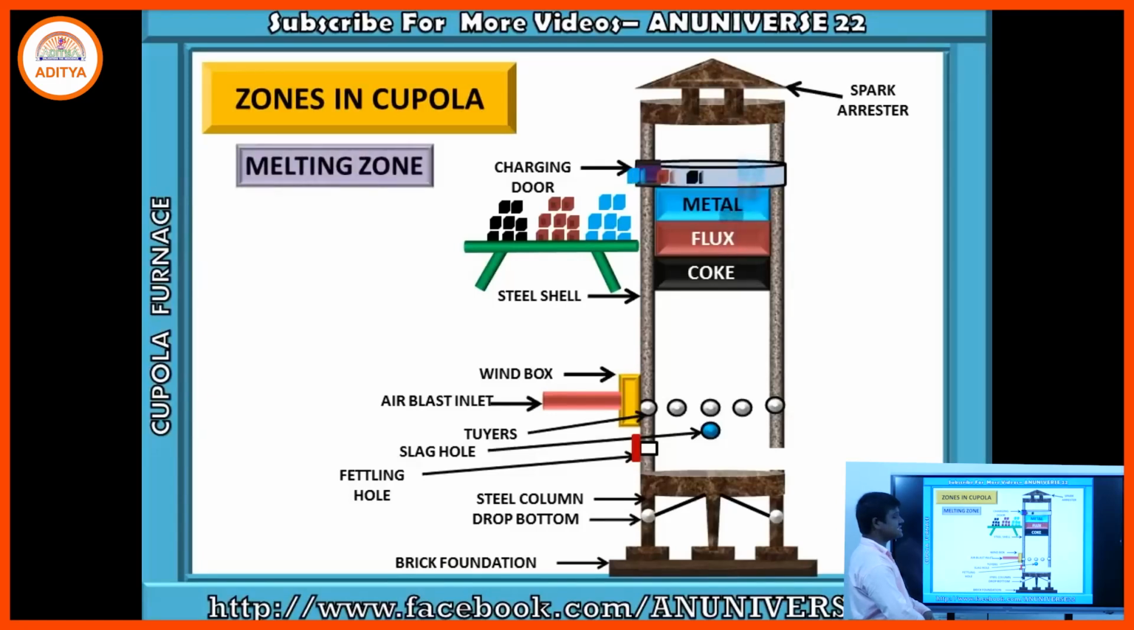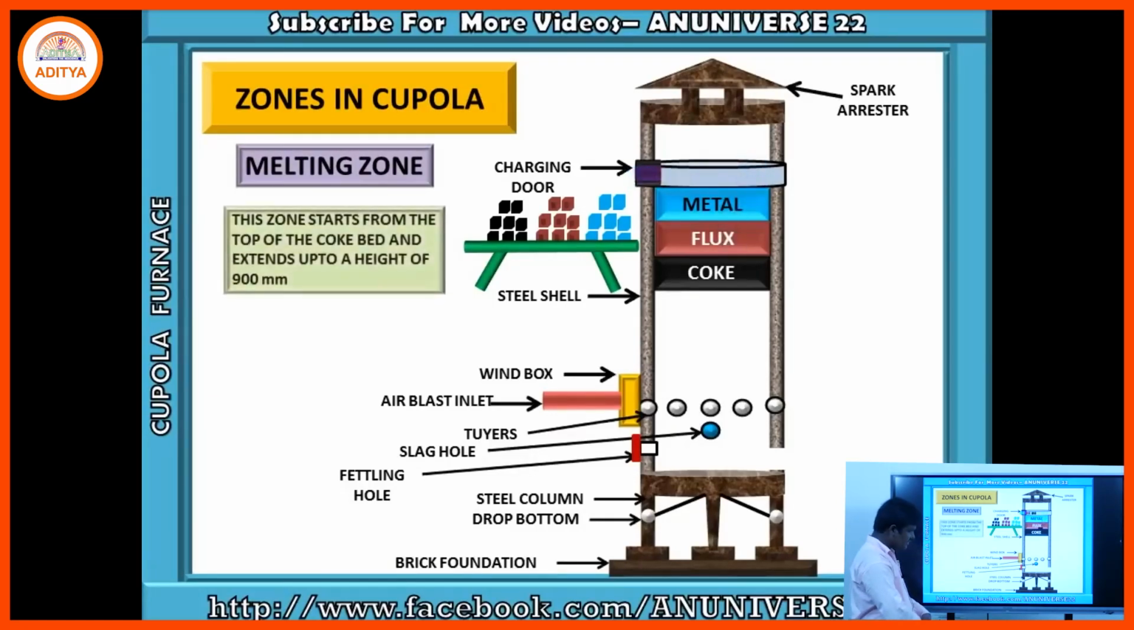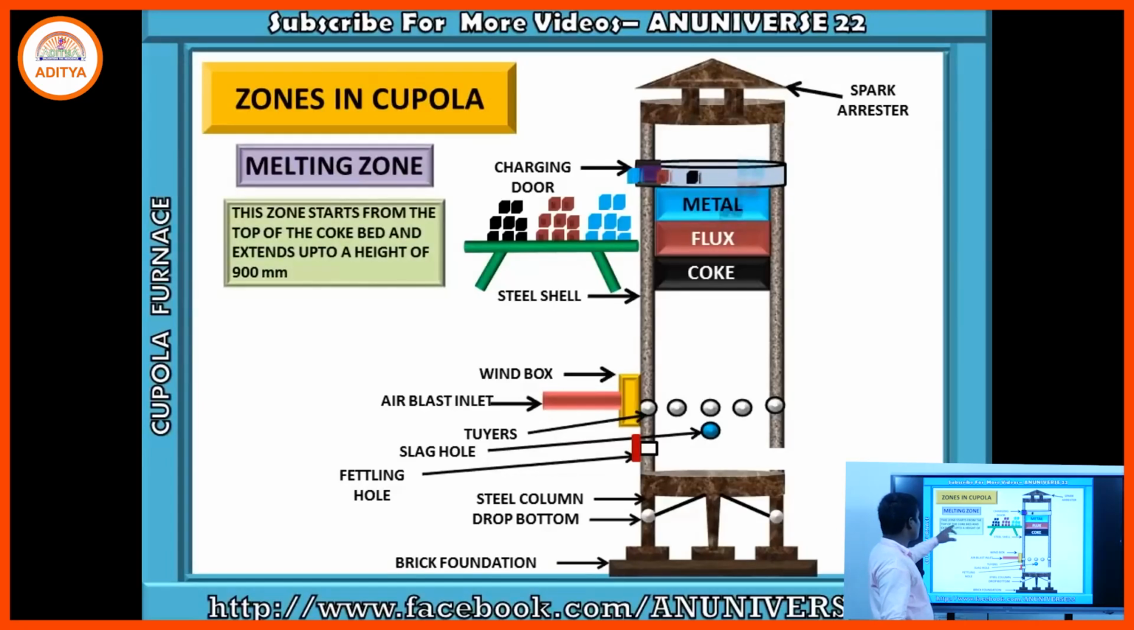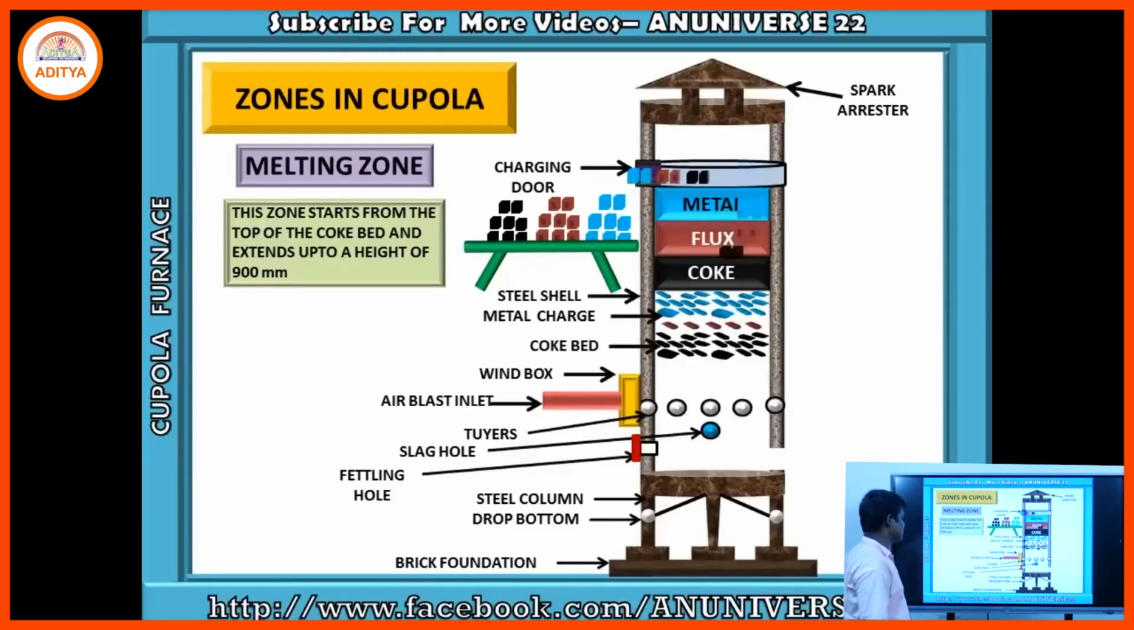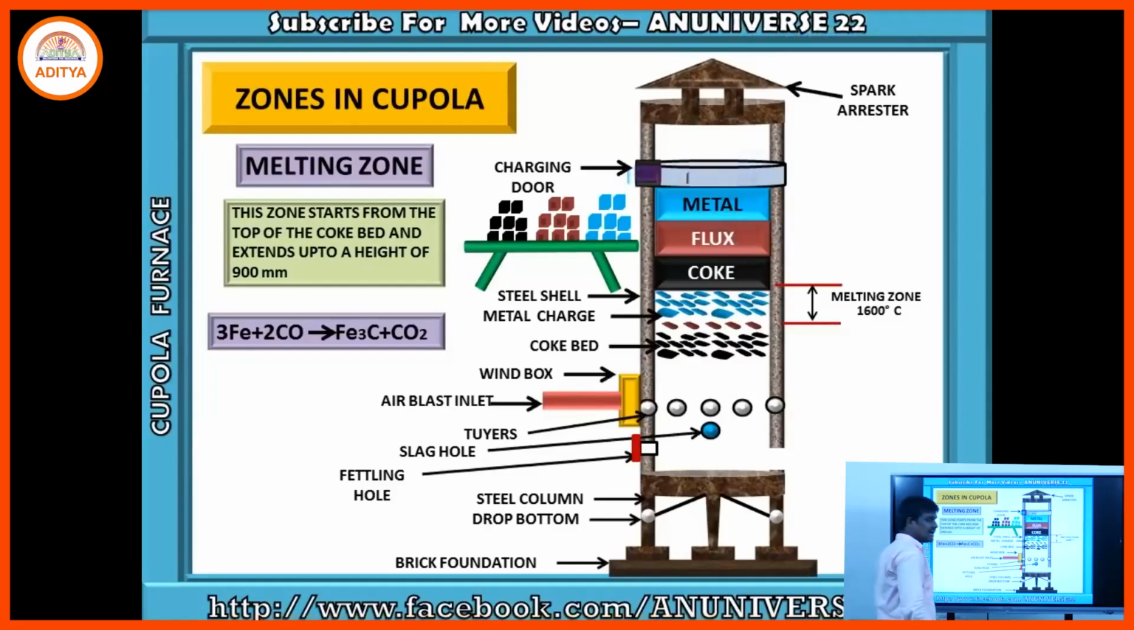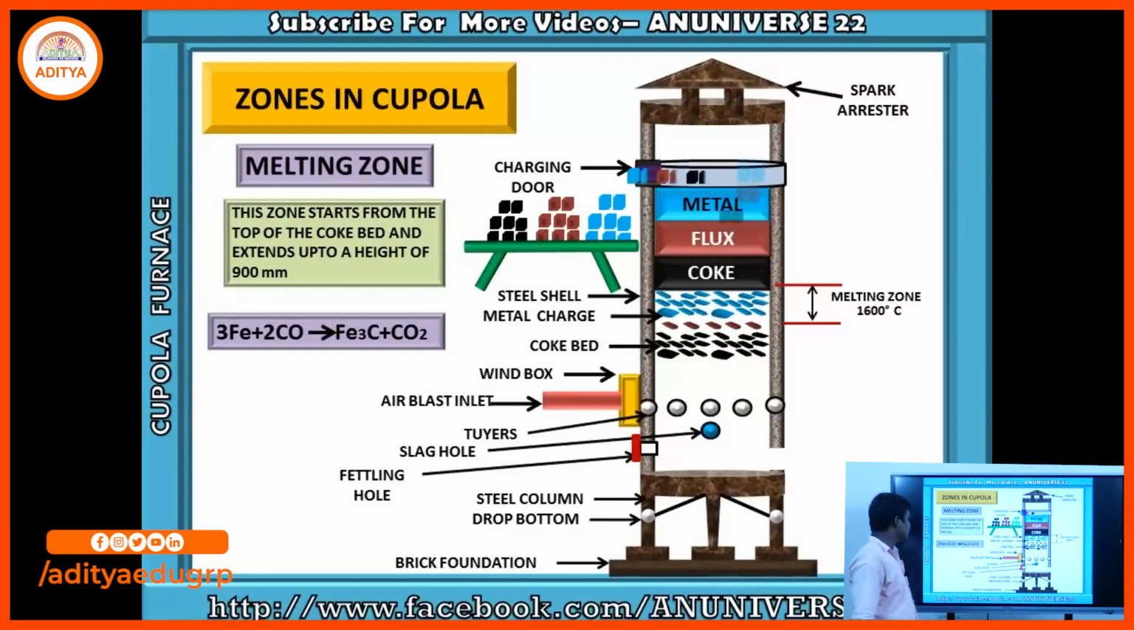Zones of the cupola. What are the zones? First is the melting zone. The melting zone forms at the top of the coke bed and extends up to a height of 900 millimeters. That is the melting zone. Temperature is about 1600 degrees centigrade. What are the reactions? Fe plus CO forms Fe3C plus CO2 in the melting zone.